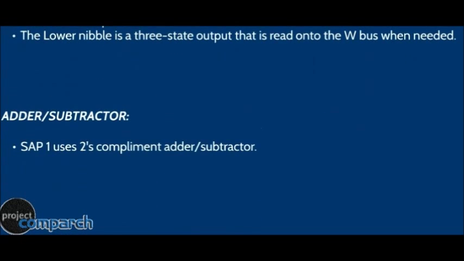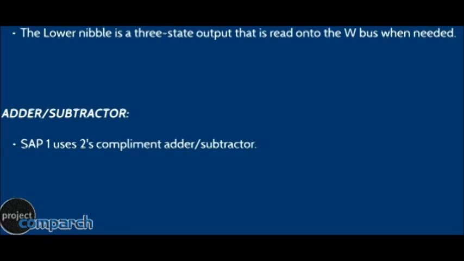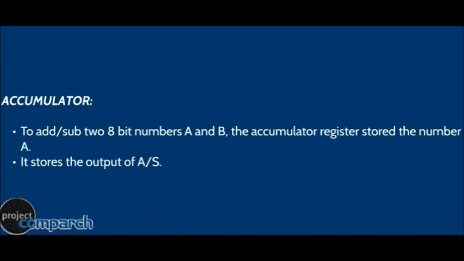Adder subtractor. SAP-1 uses a 2's complement adder subtractor. Accumulator. To add or subtract 2 8-bit numbers A and B, the accumulator register stores the number A. It stores the output of the adder subtractor.